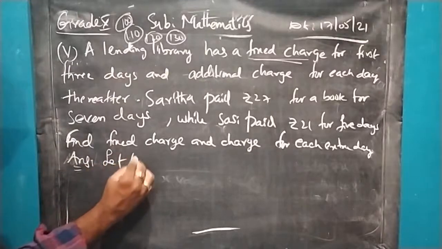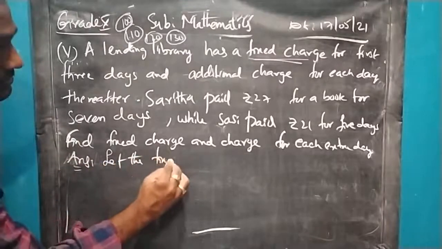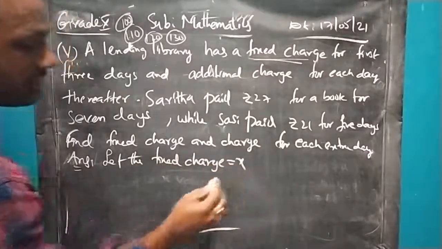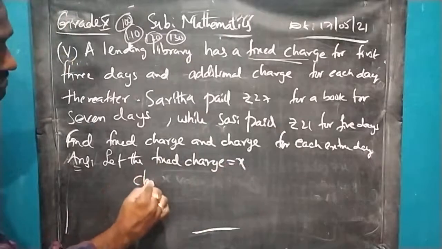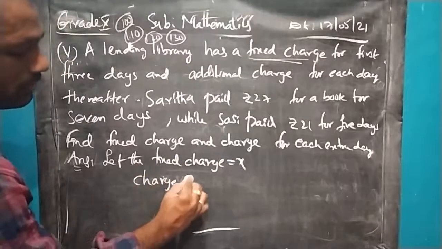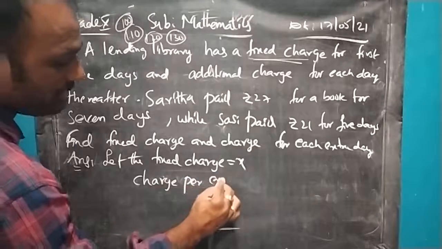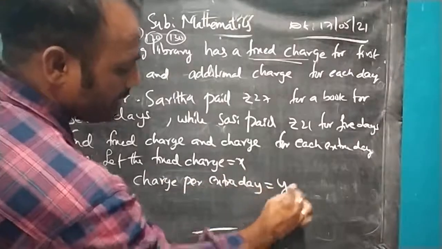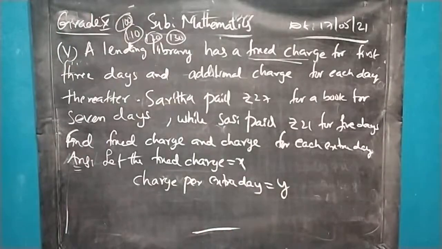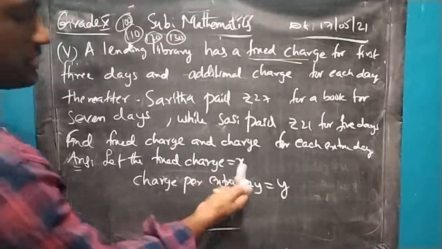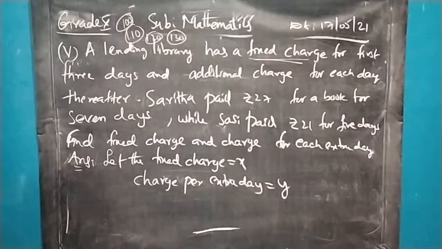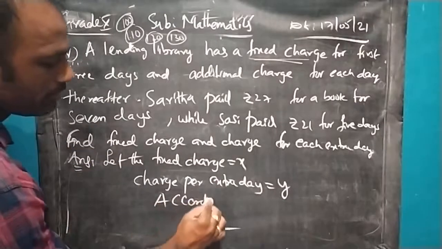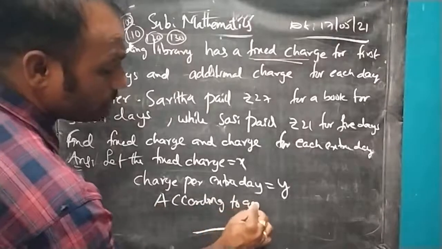Let the fixed charge be x, and the charge per extra day be y. So fixed charges and charge per extra day. Now, according to the question, directly we can write.